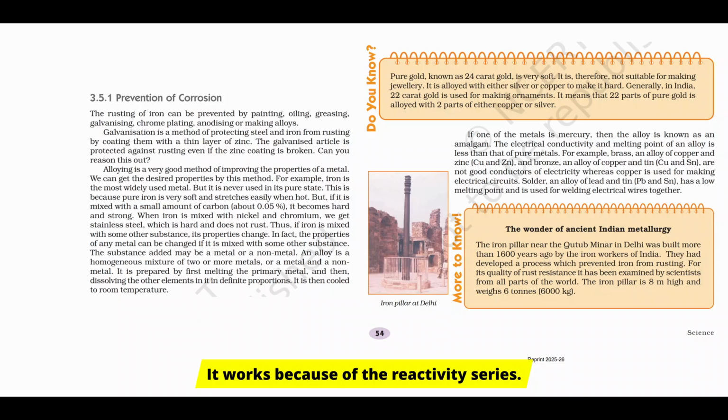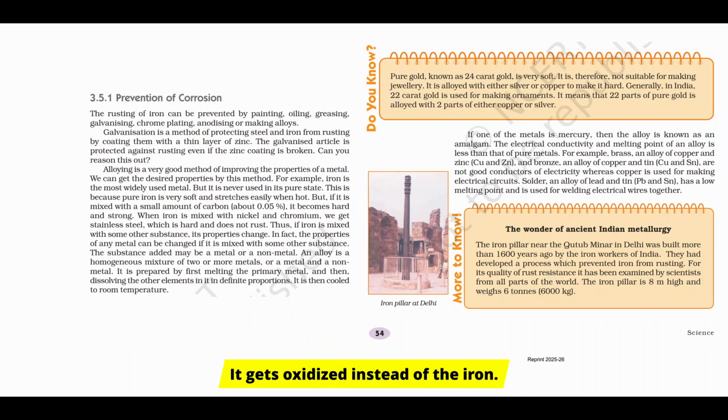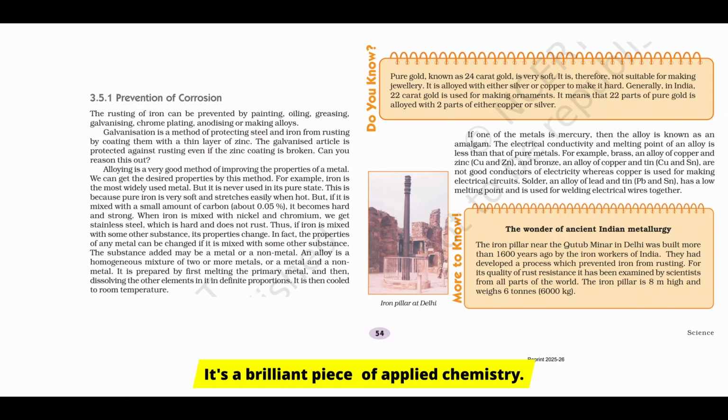It works because of the Reactivity Series. Remember where zinc and iron are? Zinc is more reactive than iron. So if the coating is scratched and both zinc and iron are exposed to air and moisture, the more reactive zinc will corrode preferentially. The zinc essentially sacrifices itself to protect the iron. It gets oxidized instead of the iron. This is often referred to as sacrificial protection. It's a brilliant piece of applied chemistry.